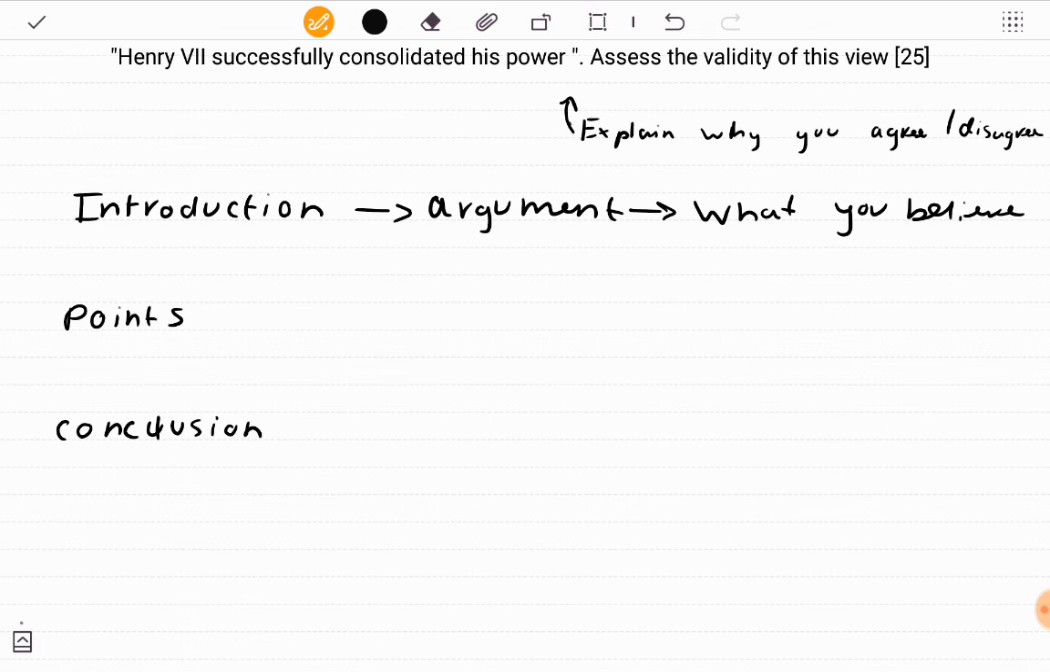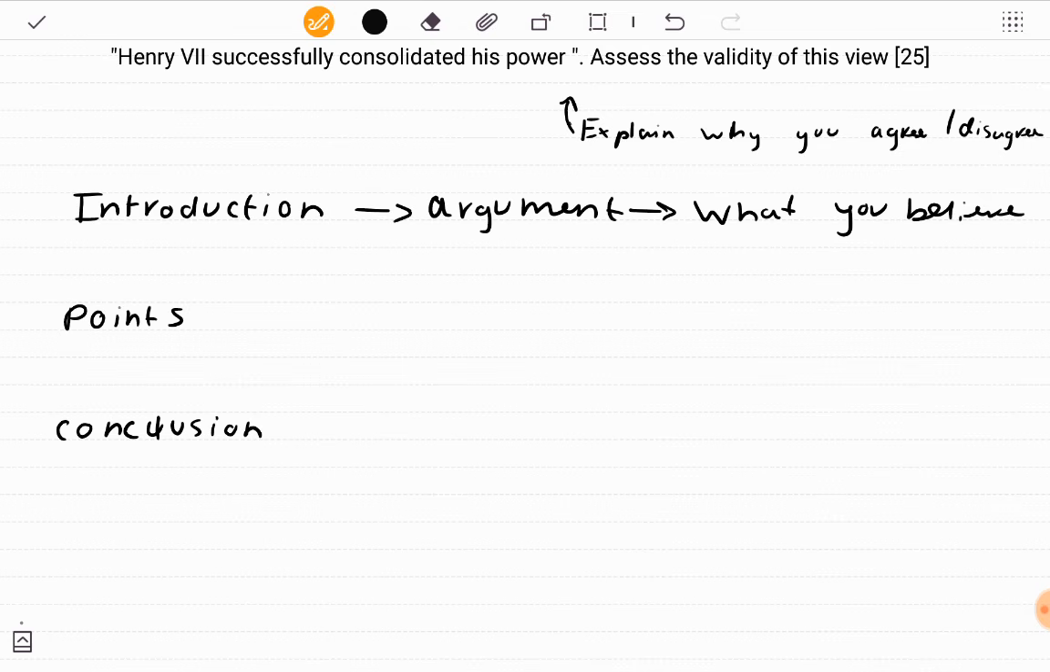So my introduction would look at the reasons, the discussion that this question is trying to get out of you, and then towards the end of the introduction, I'd say: in this essay, I will argue the following. I will argue that Henry VII did successfully consolidate his power.